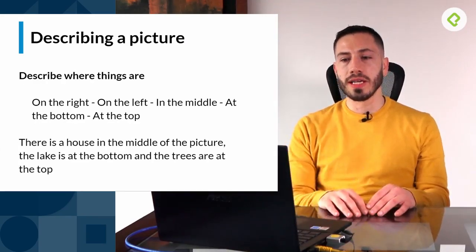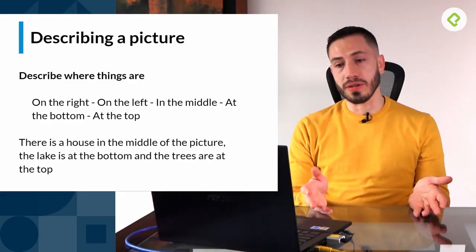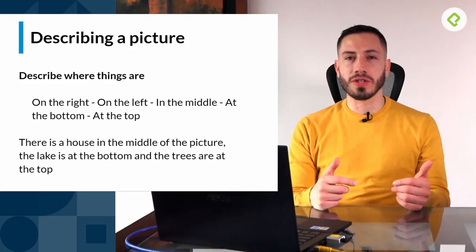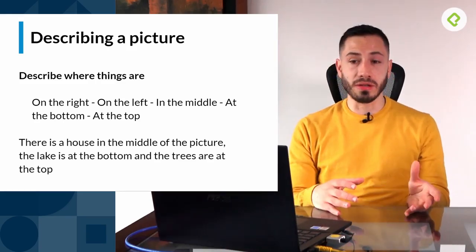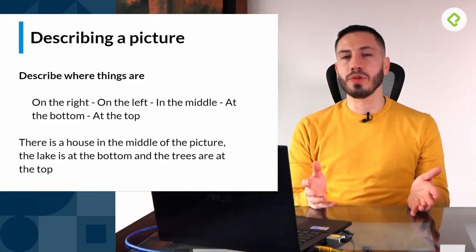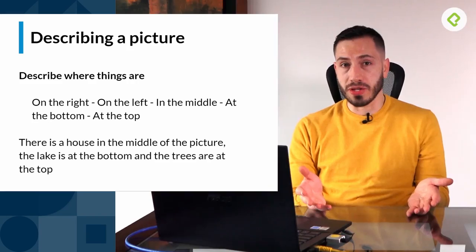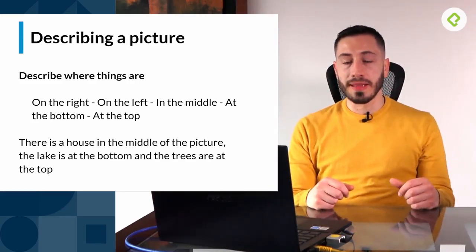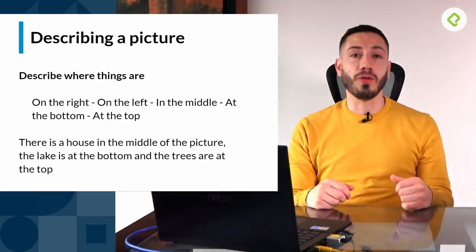After you do that, you can describe where things are in the picture. For example, you can use expressions like on the right, on the left, in the middle, at the bottom, or at the top. And in this example, you could say something like, there is a house in the middle of the picture, if you remember well. The lake is at the bottom, and there are trees at the top.